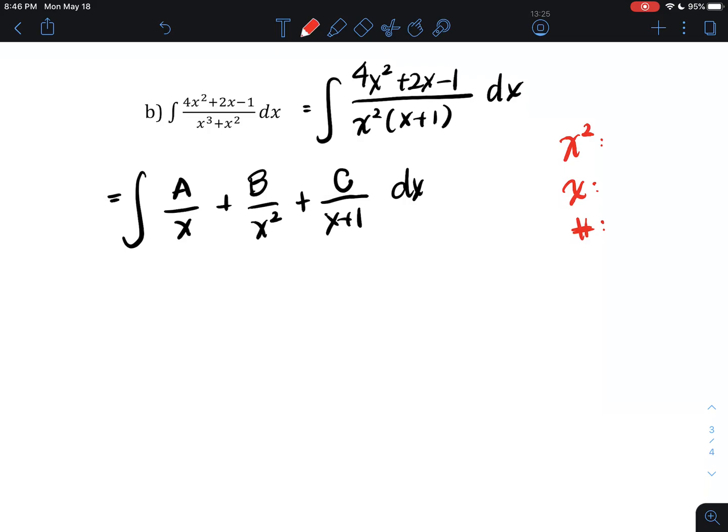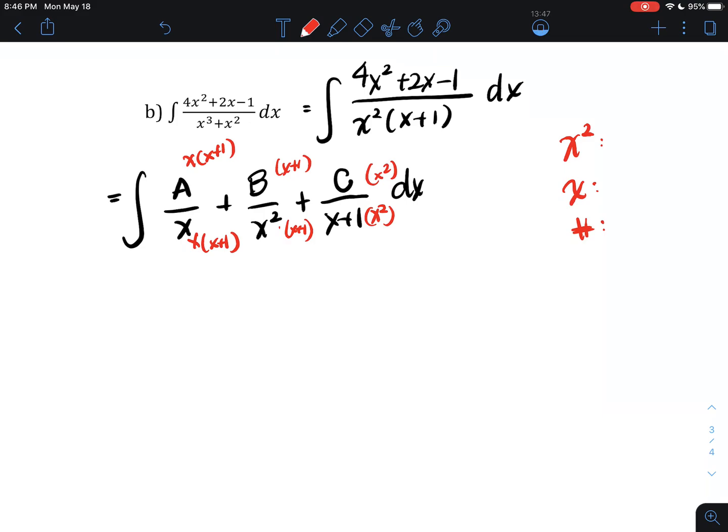Oh, wait. I'm not there yet. Sorry, I had to multiply by the LCD. So this would be x times x plus 1. This would be x plus 1, and then this one would be x squared.